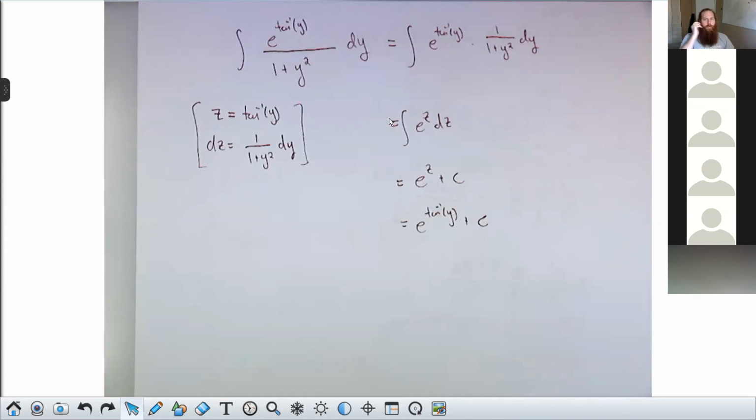So again, it's a study guide problem. I want you guys to solve it on your own. I'm not going to do the definite integral, but this is how you do the indefinite integral, and the definite integral is very, very similar.